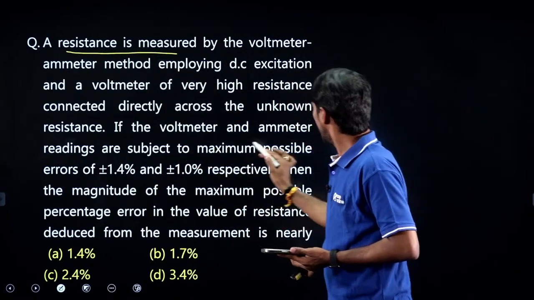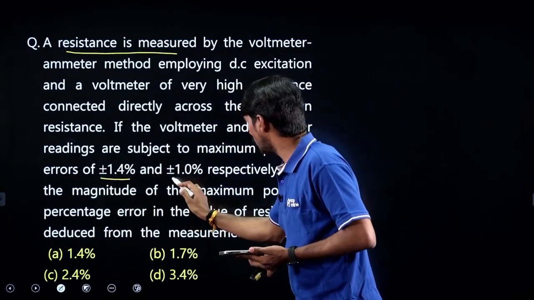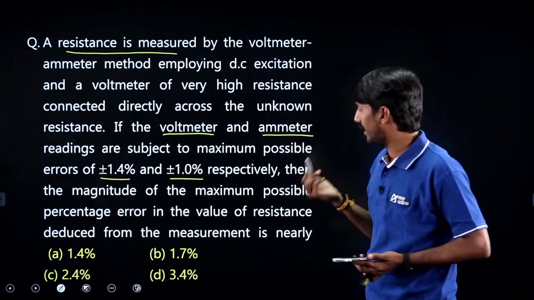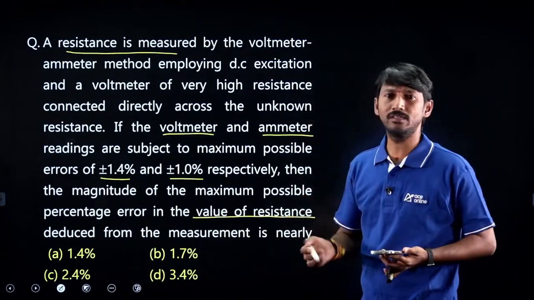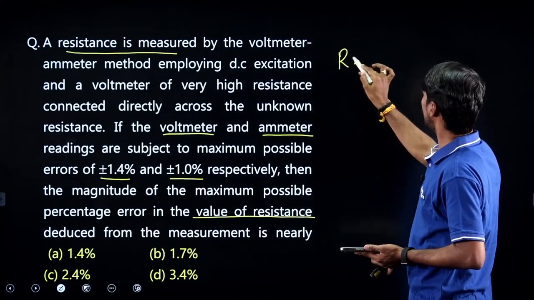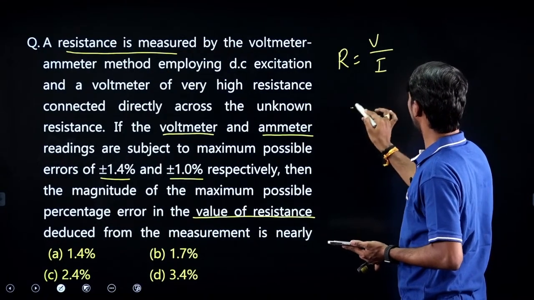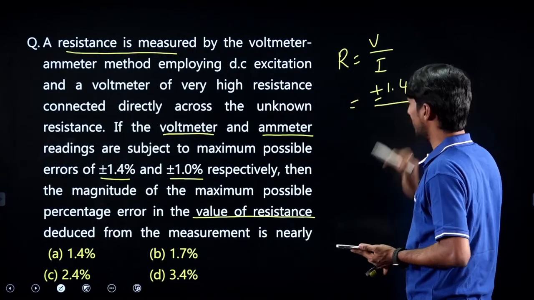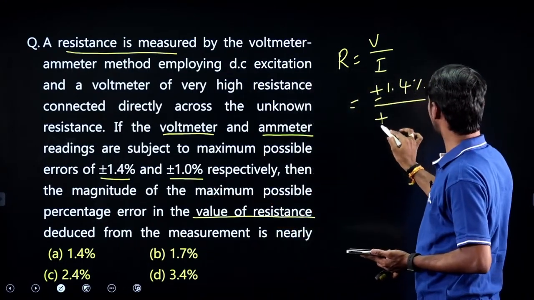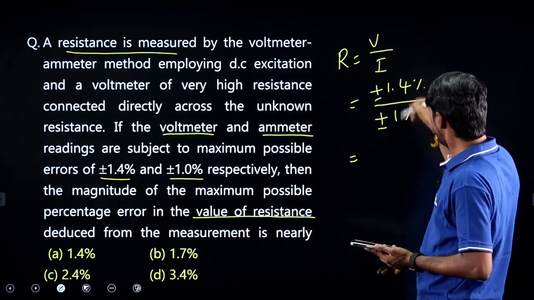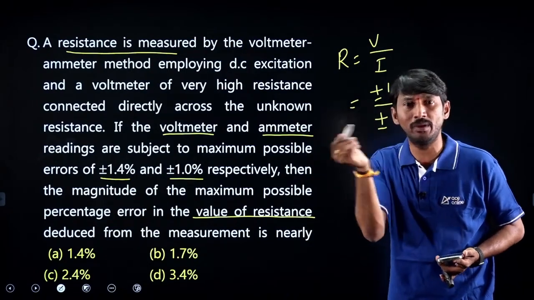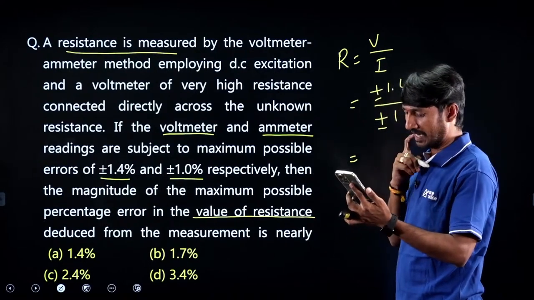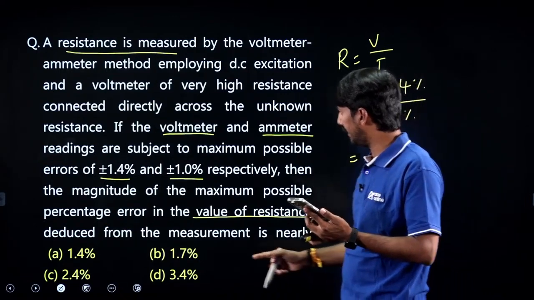The maximum errors possible are 1.4% and 1%, the voltmeter error and the ammeter error. What is asked is the value of error in the resistance. The formula is R equals V by I. The V error is plus or minus 1.4%. The I error is plus or minus 1%. If percentage errors are in the denominator operation, the errors must be added. Prem Sagar, kindly check it. You gave option D, but check it.